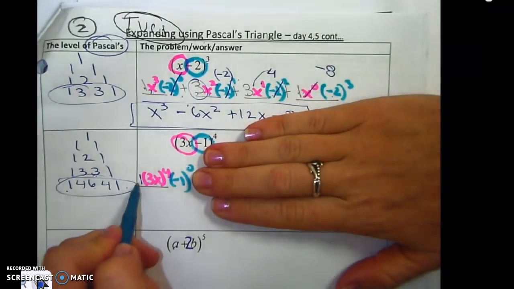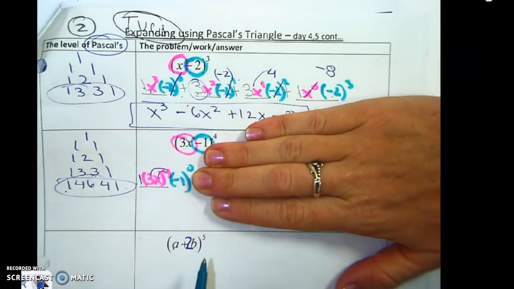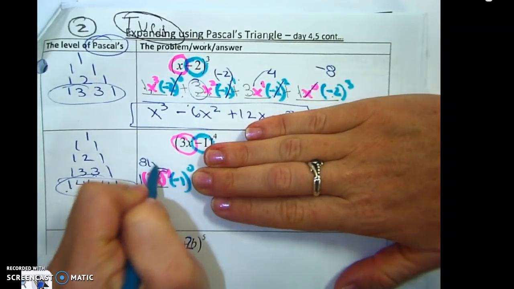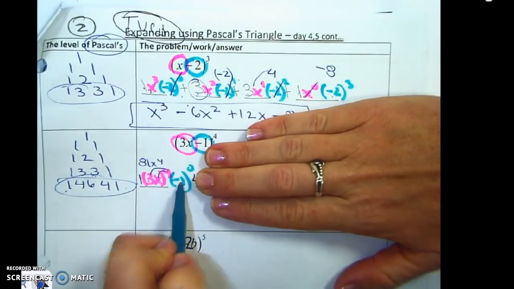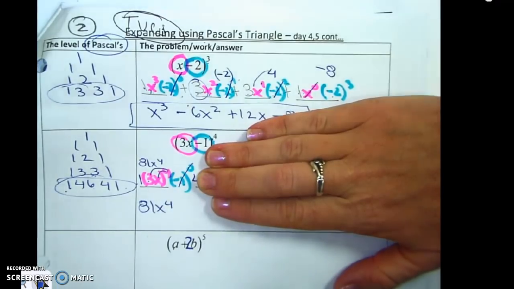So let's look at the first group. I don't need the 1. 3x to the 4th means 3 to the 4th, x to the 4th. So 3 to the 4th is 3 times 3 times 3 times 3, which is 81 x to the 4th. Anything to the 0 power is 1. So that first group is 81 x to the 4th.